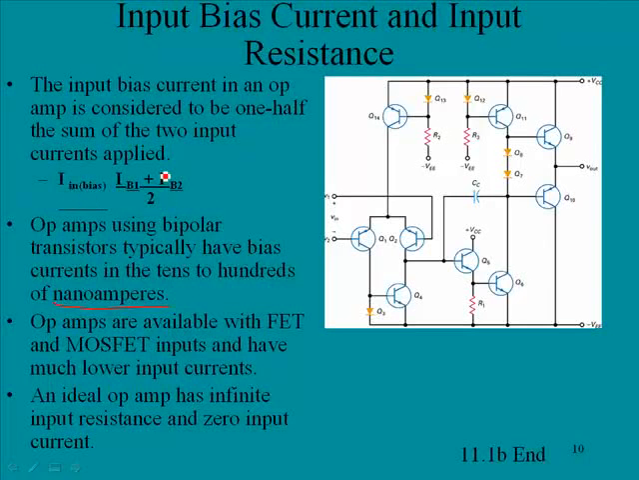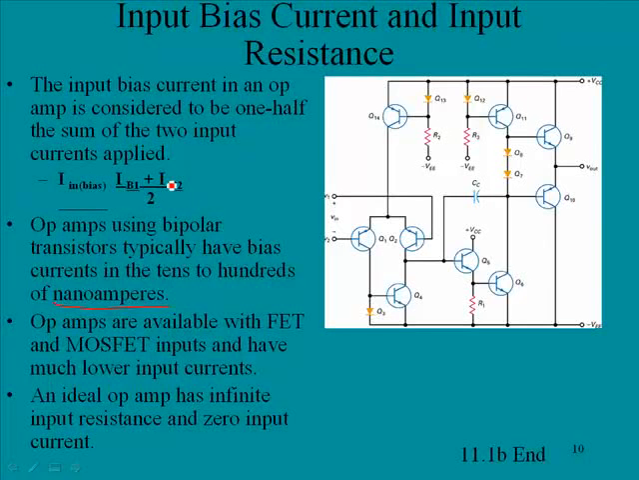Well, this particular formula is not in your books, but the information is stated in your book. It says the input bias current of an op-amp is considered to be 1/2 the sum of the two input currents applied. So if you added the current through the base of Q1 plus the current through the base of Q2 and divided that by 2, that would be the average of the two input currents.